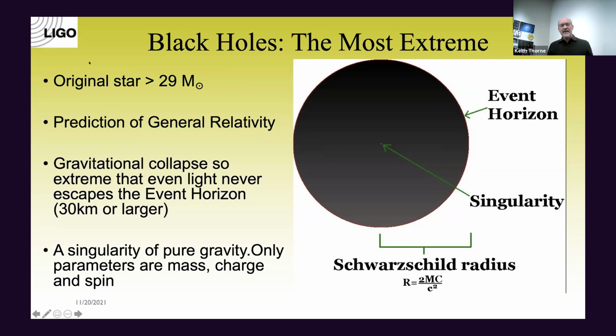So it's a singularity of pure gravity. There are only like 3 parameters. How massive is it? Does it have a charge? Does it spin? So those are out there, but they're very hard to see, especially something that's black. You can only see it when you have other stuff with regular telescopes, but we set out to do it.